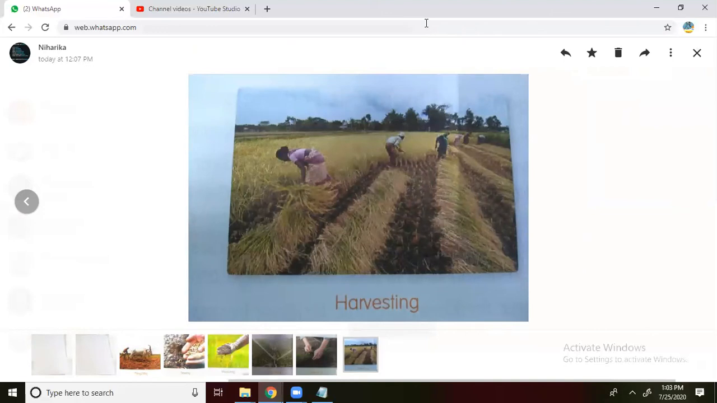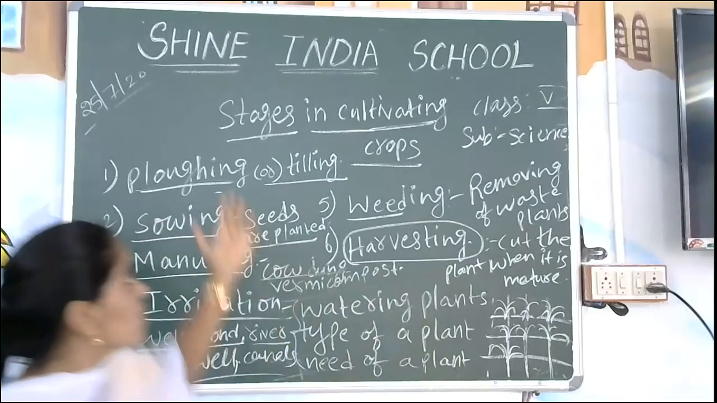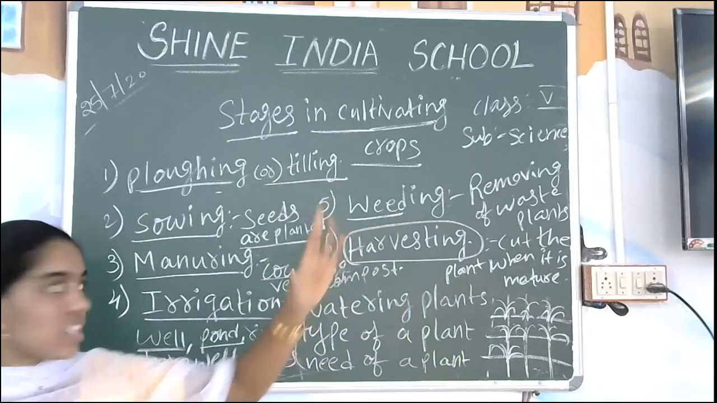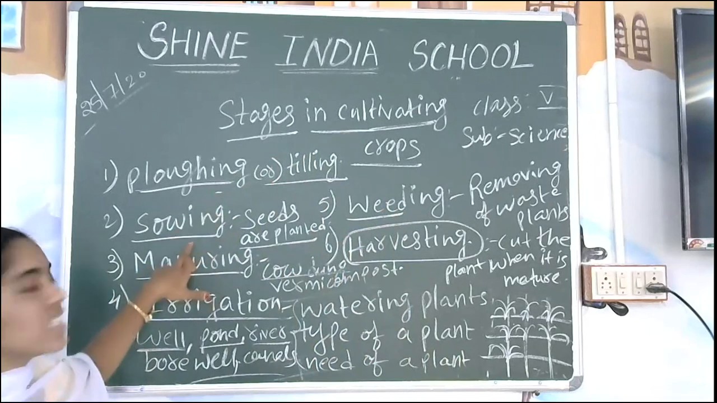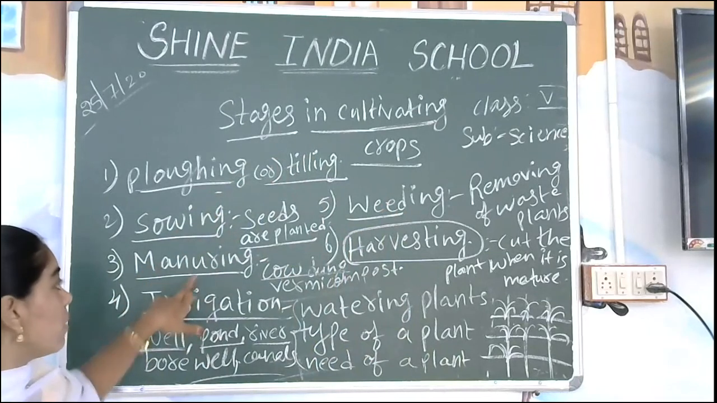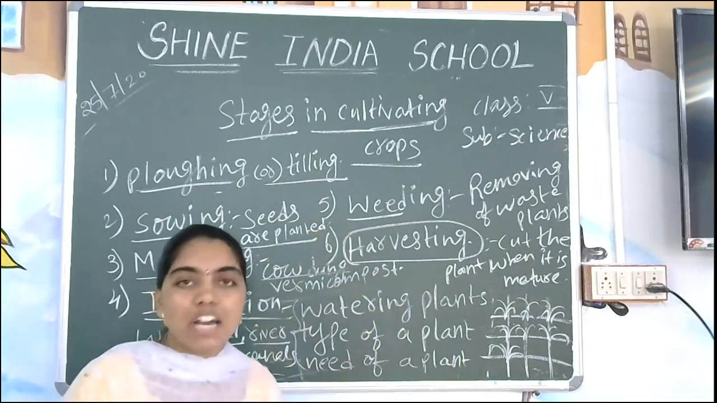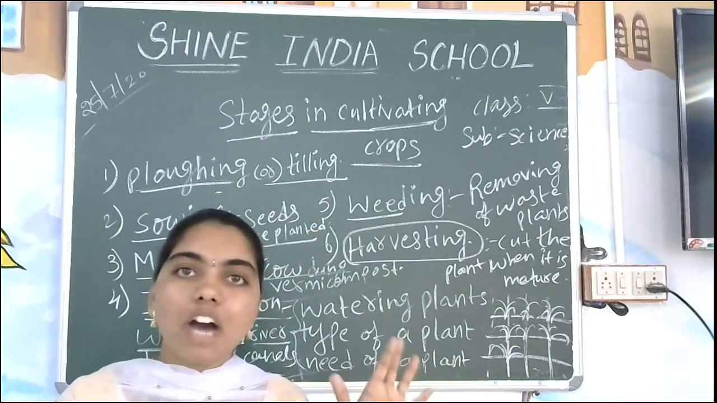We have completed our topic regarding stages in cultivating crops. How many stages are there? We have 6 stages. What is the first one? Planting. Second one, sowing. Third one, manure. Fourth one, irrigation. Fifth, weeding. Sixth, harvest. By this, we have completed our topic.